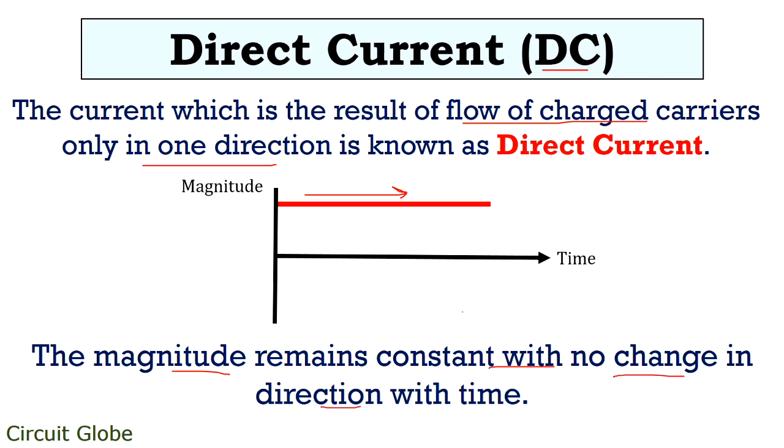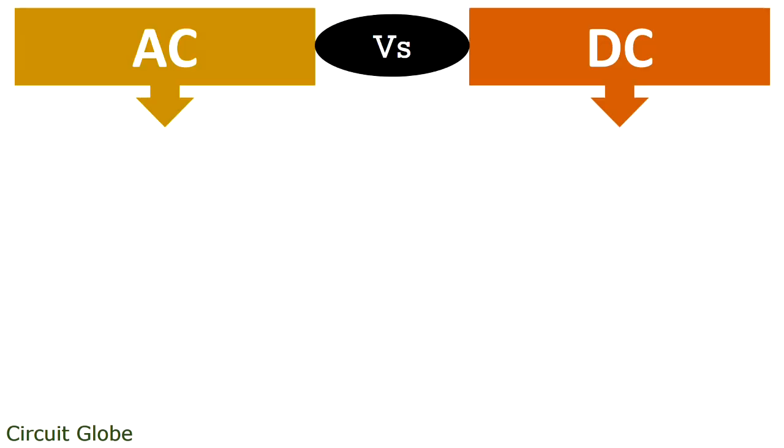Okay? One noteworthy point over here is that here we have shown pure DC waveform. Generally generators or batteries give rise to pulsating DCs which are converted into pure DC after removing ripples. Now let's see on what factors AC is differentiated from DC.